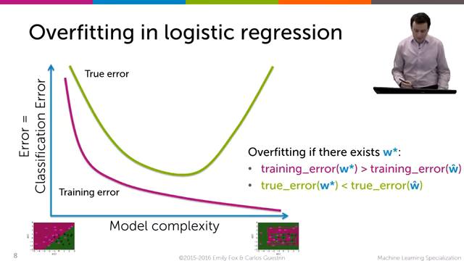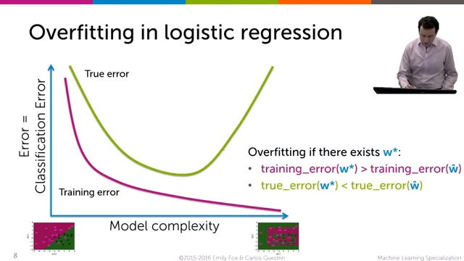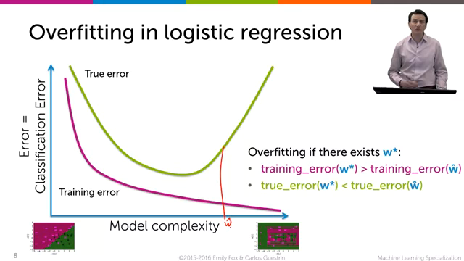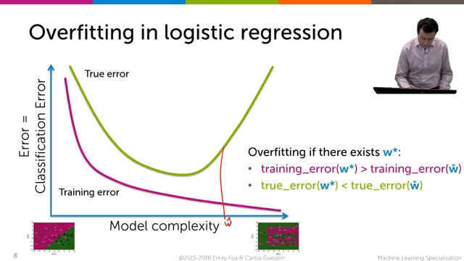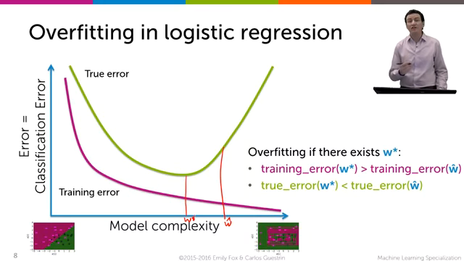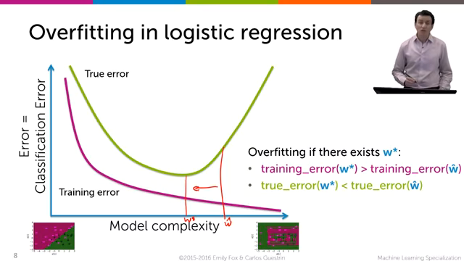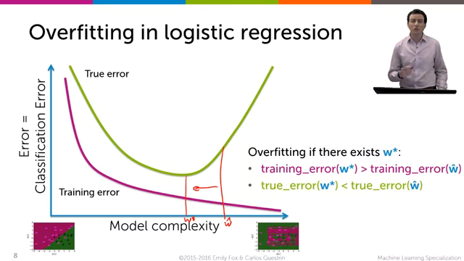And so, more specifically, overfitting happens when we end up outputting a model w hat, which has low training error but high true error, while there was some other model or model parameters, w star, which had maybe higher training error, but definitely lower true error. And so that's the overfitting problem. And we want to somehow pick a model that's less complex to avoid that kind of overfitting.